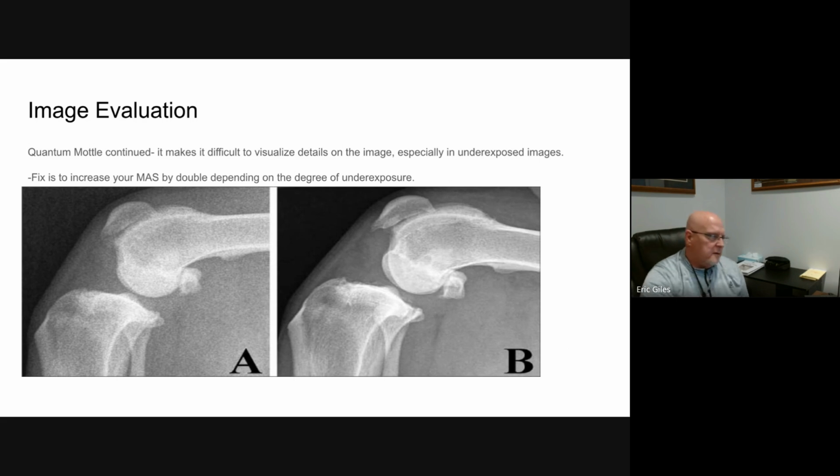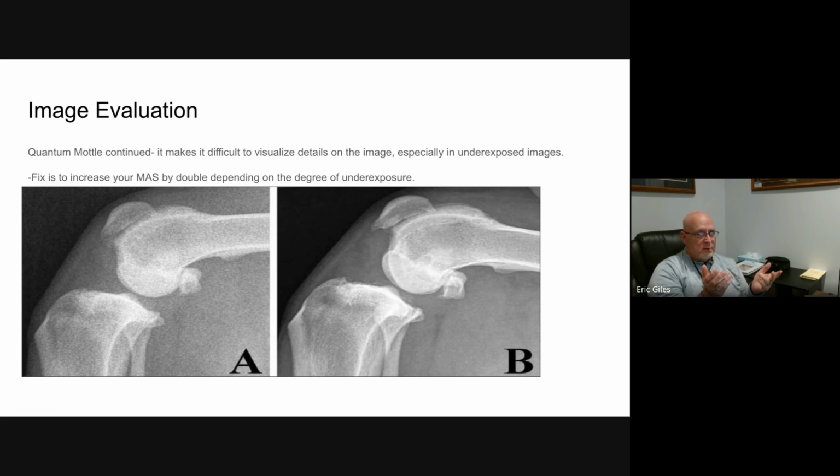So you'll note picture A right here. You can see the graininess, the blotchiness, the sandiness of the image. What happens here is this is underexposed. There's not enough X-ray energy to completely pass through the bone or the soft tissue, and it's causing graininess, which is called quantum mottle.